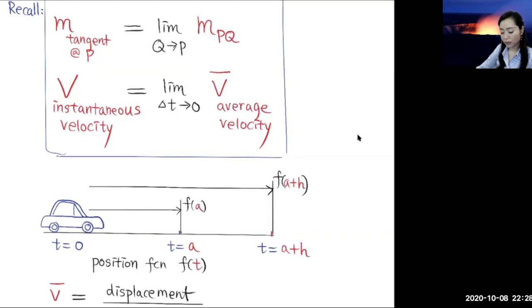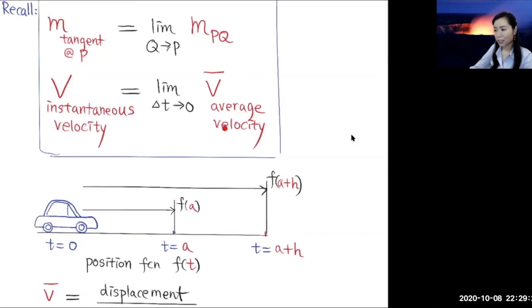In 2.1, we talk about the slope of the tangent at this point P as the limit of the slope of the secant line PQ as you move Q along the curve closer and closer to P. And the instantaneous velocity of an object is the limit of the average velocity of the object as you make the time interval closer and closer to 0.